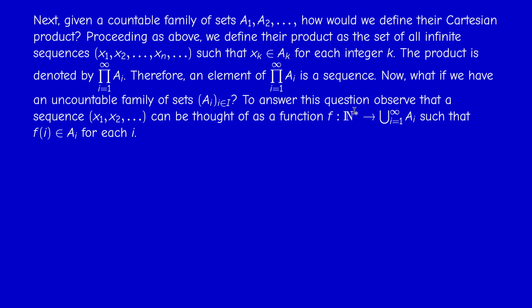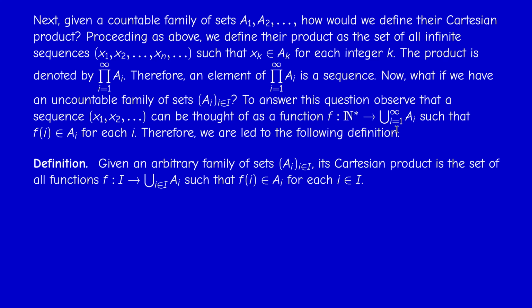Because we cannot really write an uncountable sequence, it doesn't make sense. But we can talk about a function from the index set, capital I, into the union. So here's the definition. If we have an arbitrary family of sets, capital AI, indexed by an index set, capital I. In the previous example, we took capital I equal n star. But this index set could be anything. It could be the real numbers. It could be r times r.